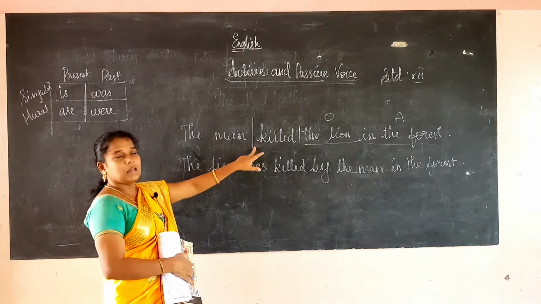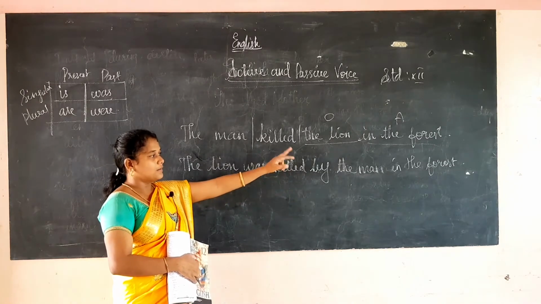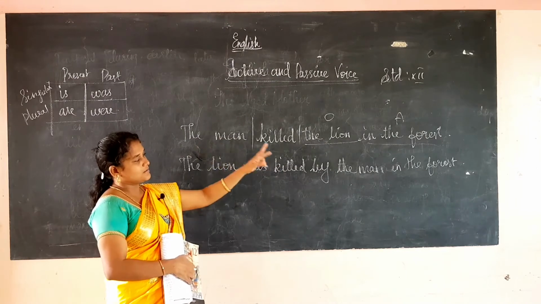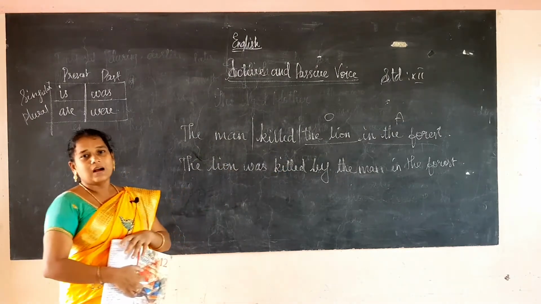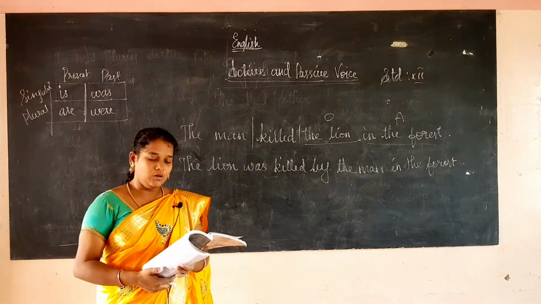So, killed, the past participle, is killed. Then we supply the by, then the subject will go in the place of the object. So, I had taken this man there and we are writing the adjunct at the end. This is how we have to change active into passive.